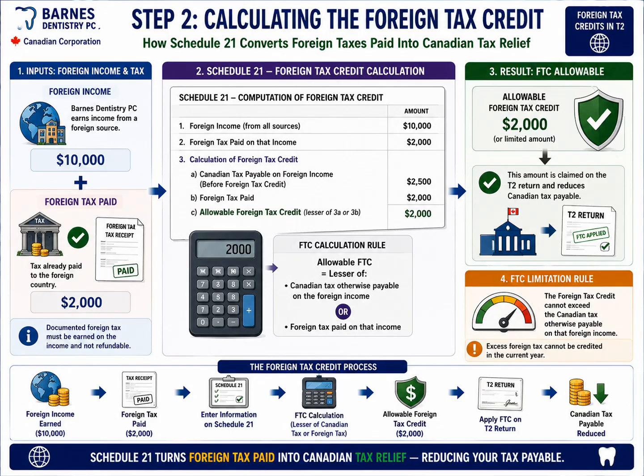The message at the bottom summarizes the concept perfectly. Schedule 21 turns foreign tax paid into Canadian tax relief. That's exactly what the schedule is designed to do.